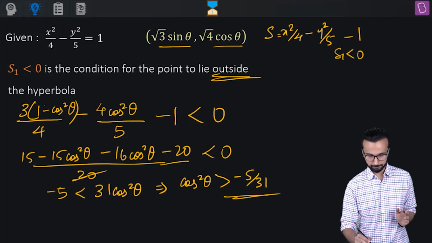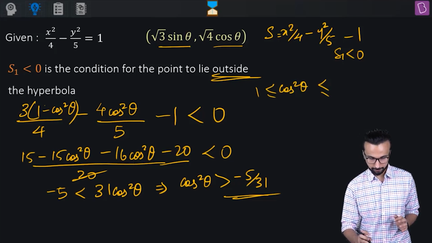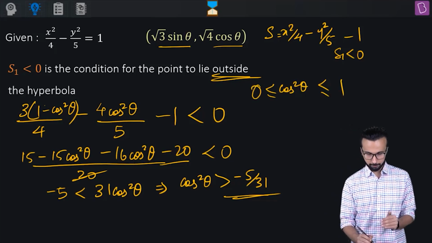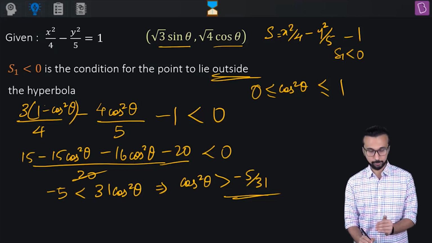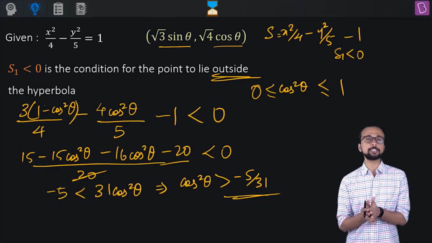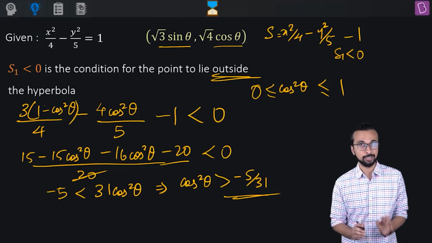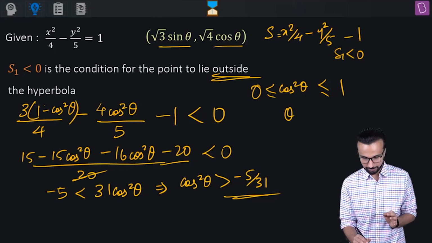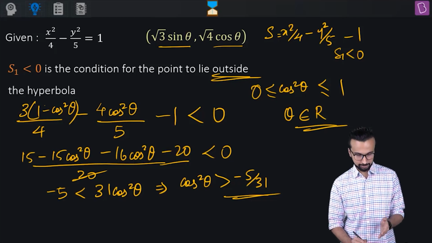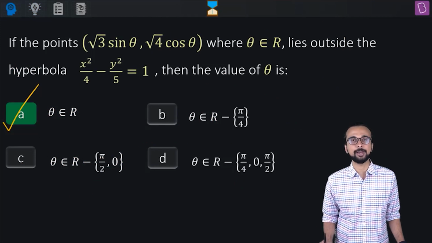We know that cos square theta is between 0 and 1. Cos square theta will always be between 0 and 1 here. Now, what we deduced was that cos square theta is greater than minus 5 by 31. Let's compare both. We can see that cos square theta by default will always be greater than minus 5 by 31, whatever value of theta you put. So this is our conclusion from here, that theta basically can be any real number. So our final answer will be theta being any real number. As you can see, that is option A, and hence A will be my correct answer.